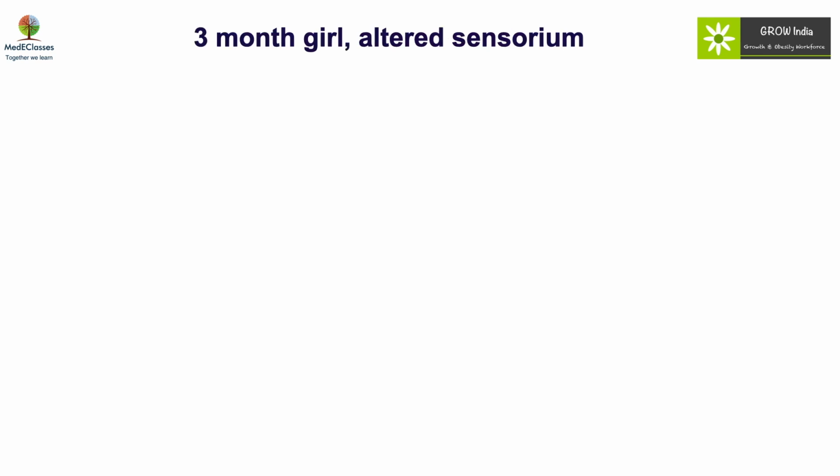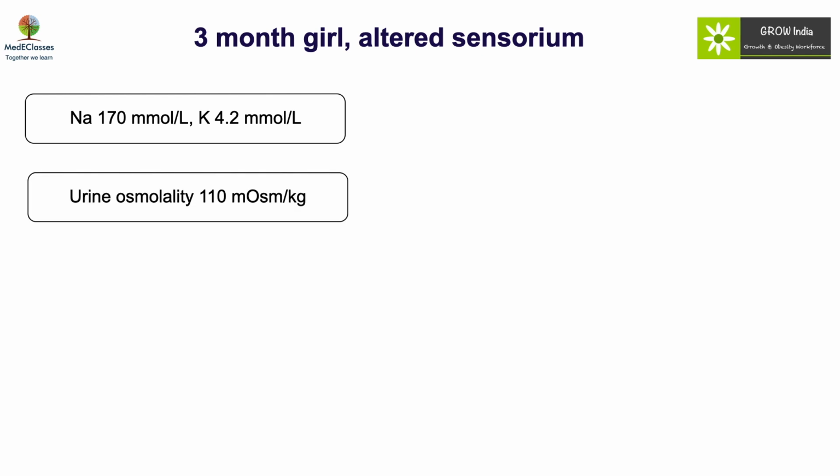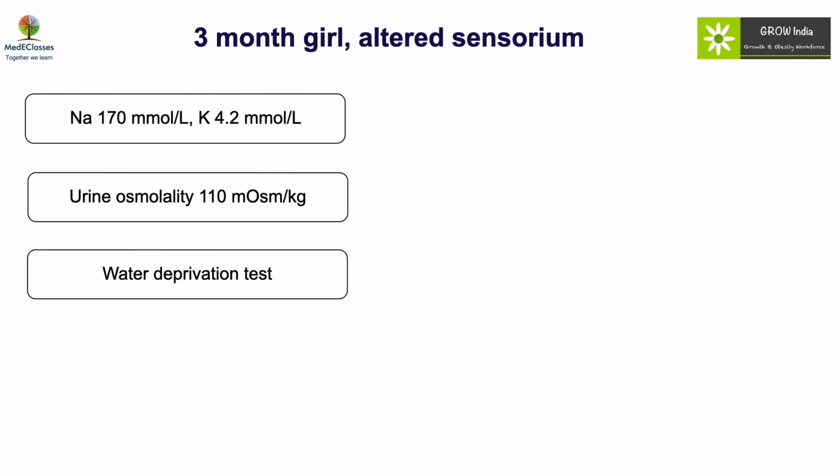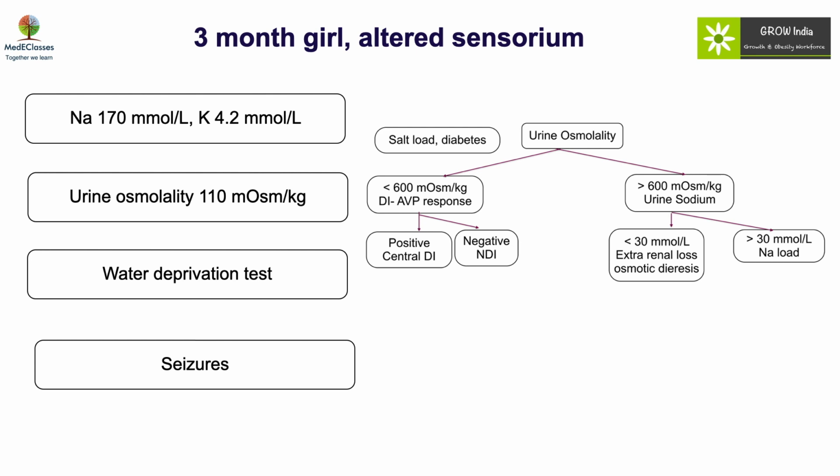A 3-month-old girl with altered sensorium has hypernatremia, hypokalemia, and urinary osmolality is low. So there is a concentrated blood and a dilute urine. Somebody thought, let's think of DI, diabetes insipidus, do a water deprivation test, and the child develops seizures. Now this is a fatal mistake. The reason we do a water deprivation test is to build up the sodium level beyond 145. If somebody is already hypernatremic, why would you do a water deprivation in that setting?